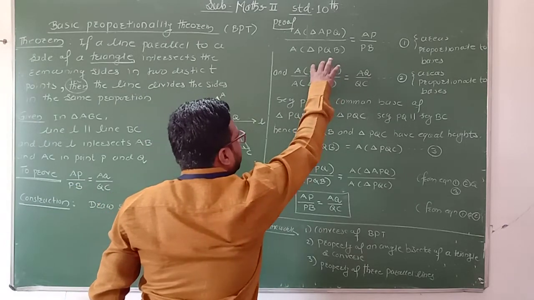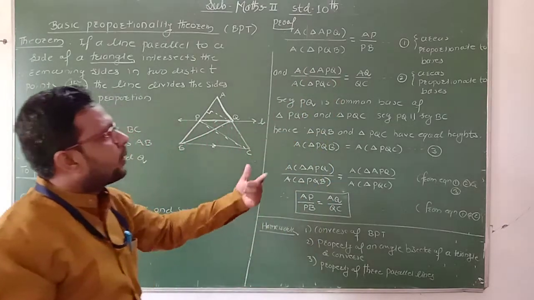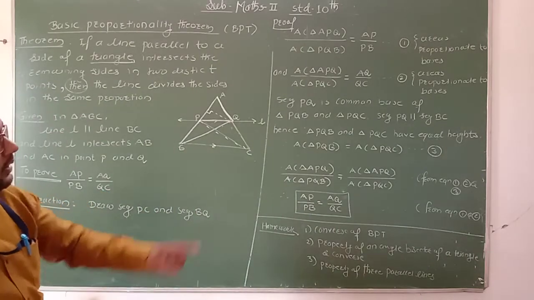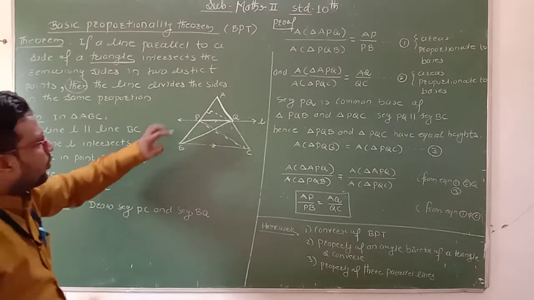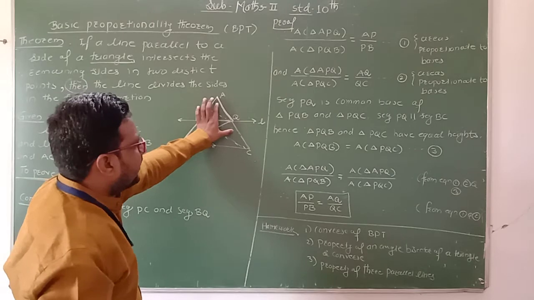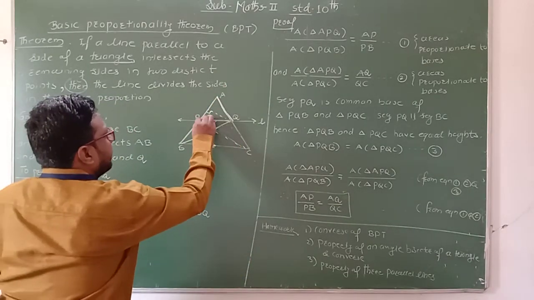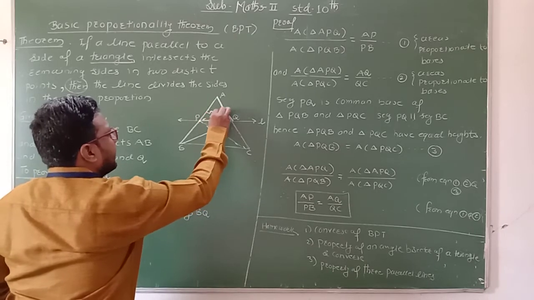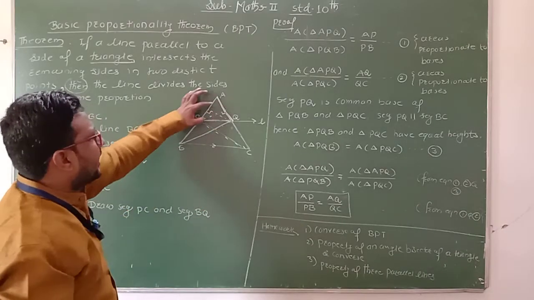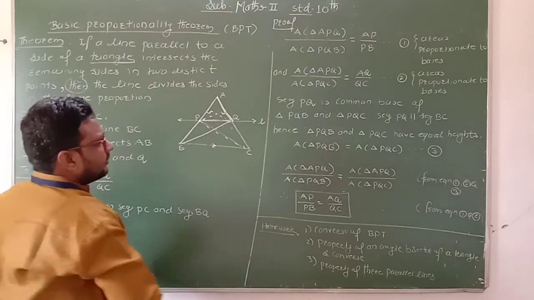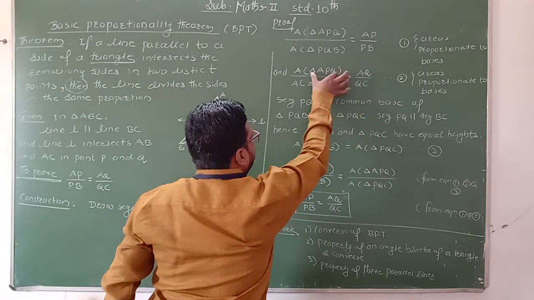Then triangle APQ and triangle PQC, the ratio of the areas of these two triangles is also proportional to their bases. Now what is the base for the APQ triangle? That is AQ here. If you draw the perpendicular from here, in this way we get the height for the triangle. Then AQ is the base for the APQ triangle.